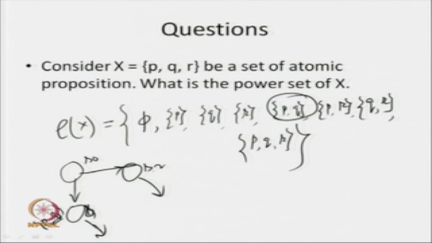If S2 is not marked with any atomic proposition, that means we take the null set phi: none of the atomic propositions is true in this particular state S2. And if p, q, r is marked in S0, it says that all these 3 atomic propositions are true over here.